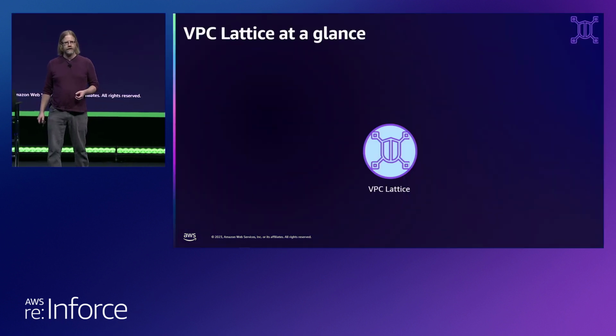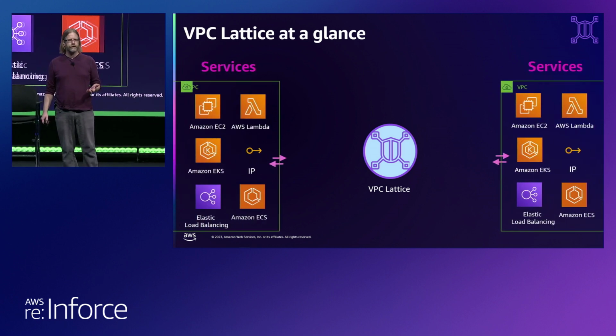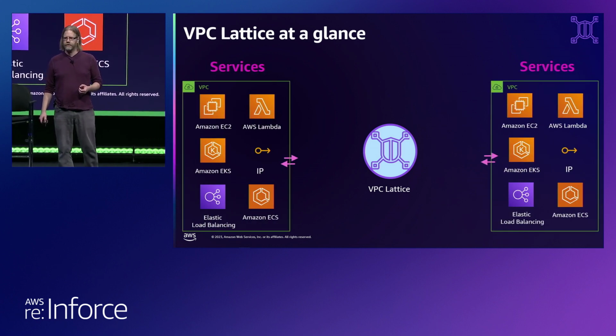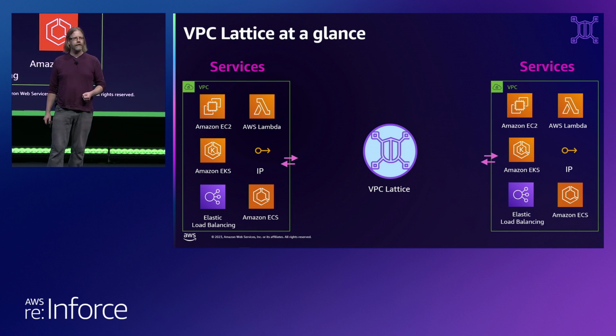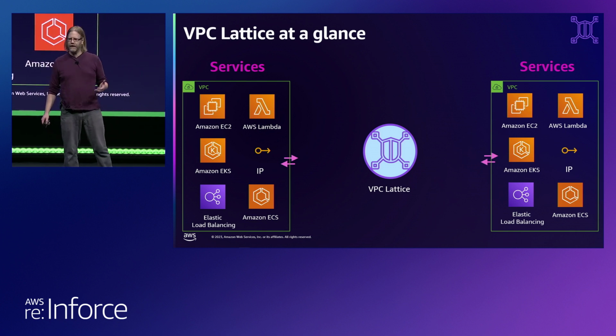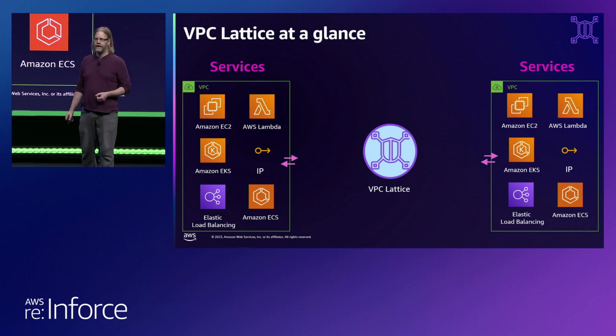So we have Lattice here, and as Tom mentioned, it is a service-to-service type construct. You see on the left and on the right, it's very, very similar services, right? We've got our Amazon EC2, Lambda, IP.